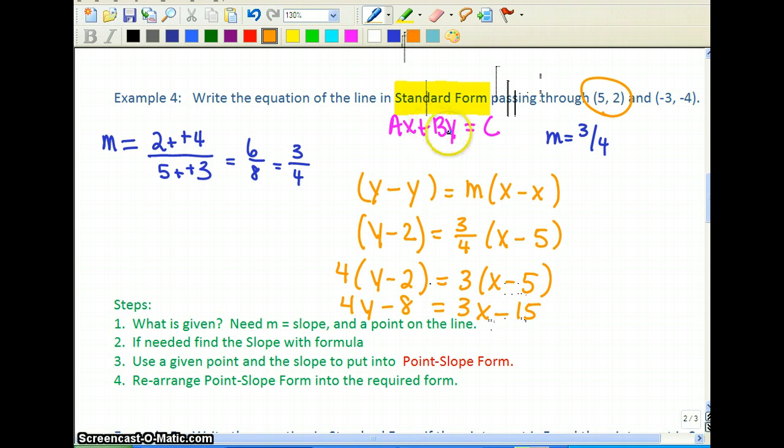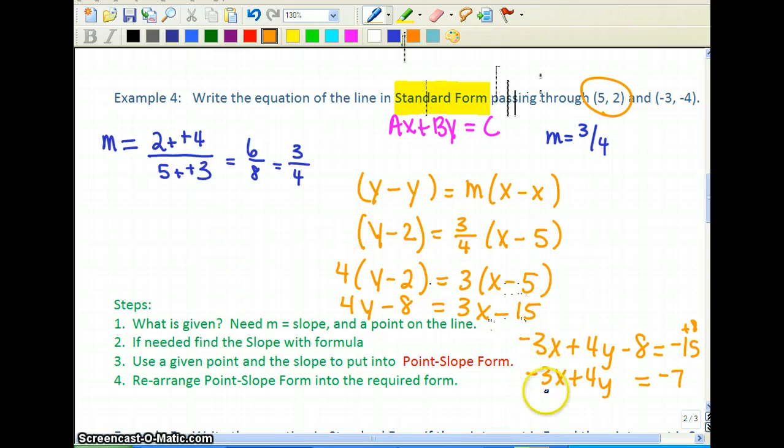Now we said we would need the x and the y on the same side. So we got to move this 3x over to this side. Negative 3x plus 4y minus 8 is equal to negative 15. Move the 8 over. So we would add 8 and get negative 7. We have no fractions because we took care of that at the beginning. But this can't be negative, so change everybody's signs. And there's the standard form of the line.